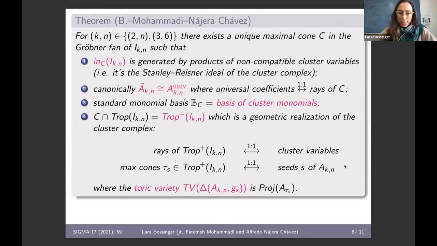you can associate to every seed a valuation. I'm going to talk a bit about it on the next slide, and a toric variety that is a degeneration of the Grassmannian. And it turns out that if you pick a cone in the positive part of the tropicalization, and consider the corresponding projective spectrum of the Gröbner degeneration, then this coincides with the toric variety that you obtain from the g-vector valuation on the cluster algebra.